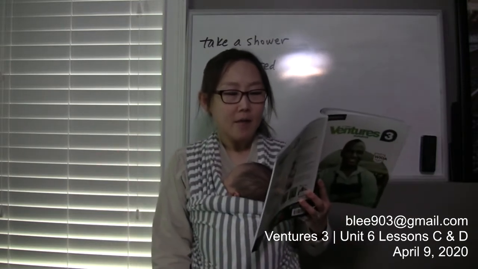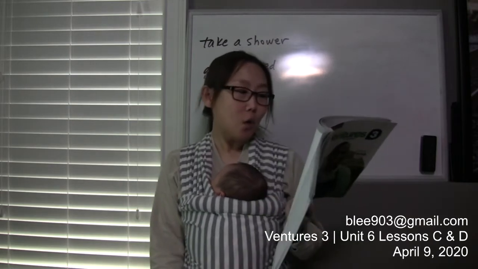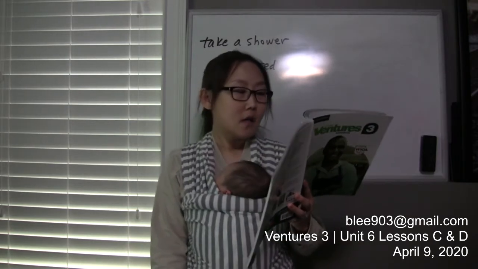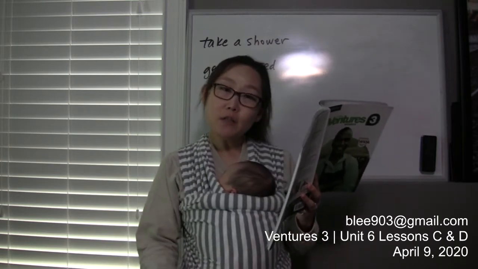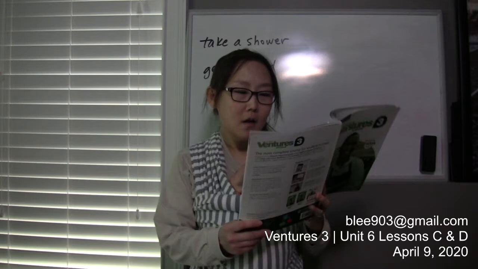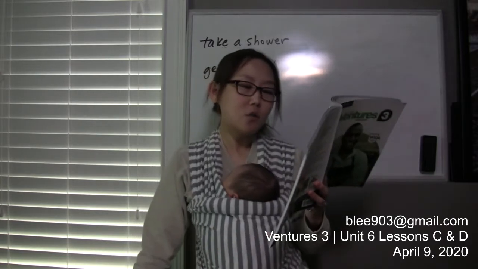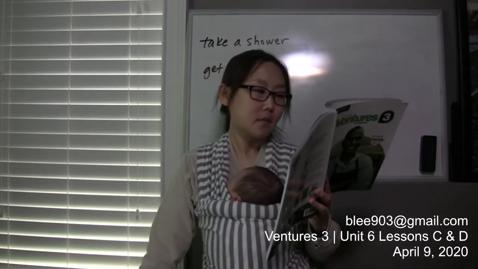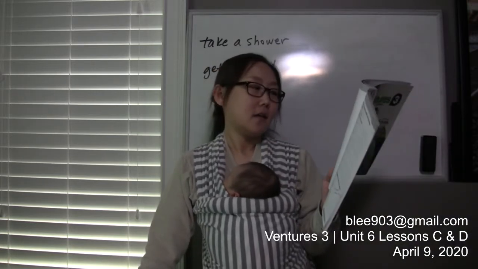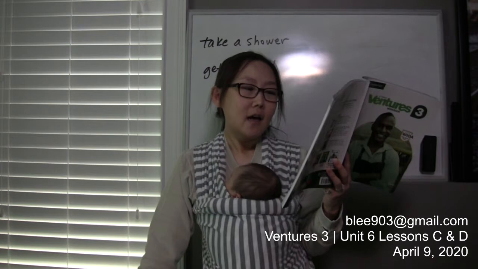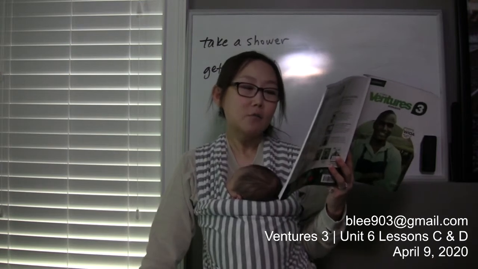Okay, number 5. What does Janet do after she watches TV? She reads a book, or she reads a book after she watches TV. Okay, and then number 6, what does Janet do after she reads a book? After she reads a book, she goes to bed. She goes to bed. Okay, so now let's move on to exercise 4.